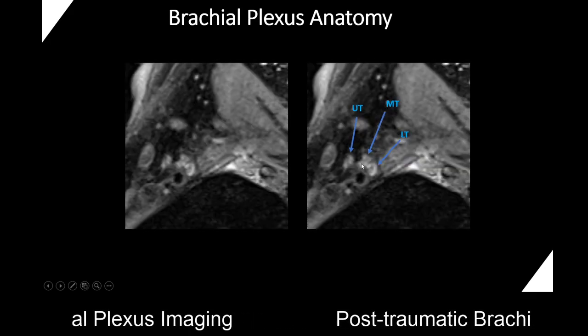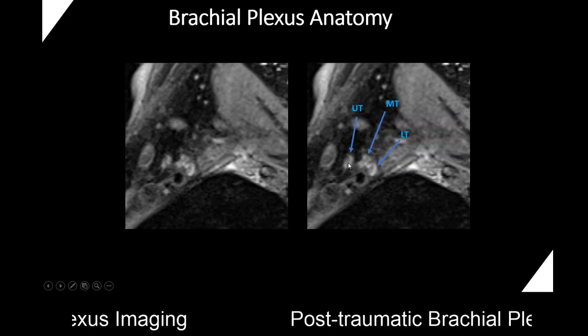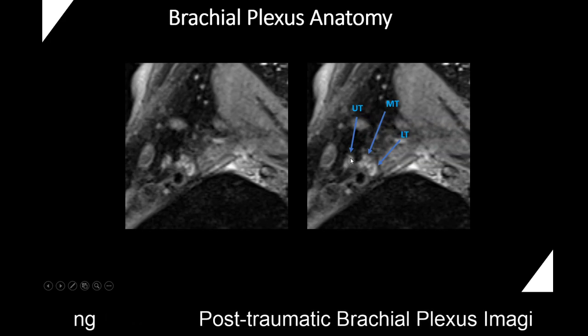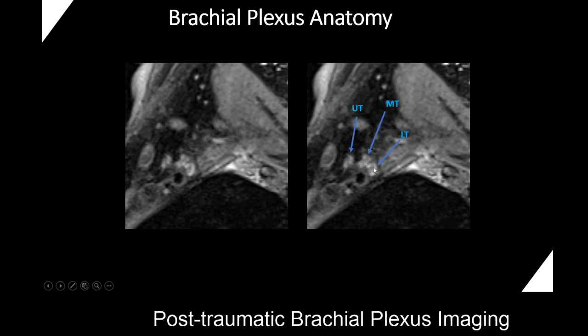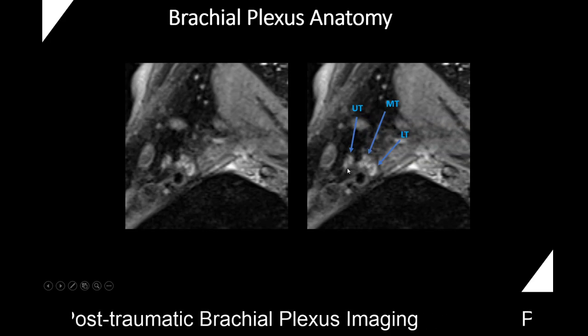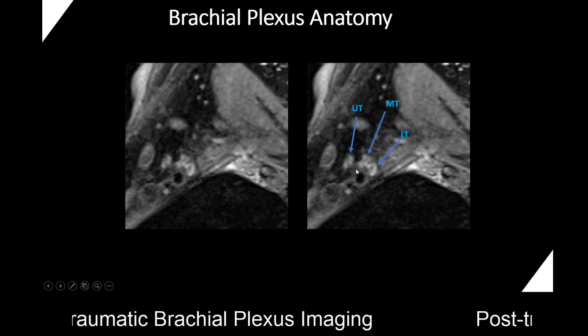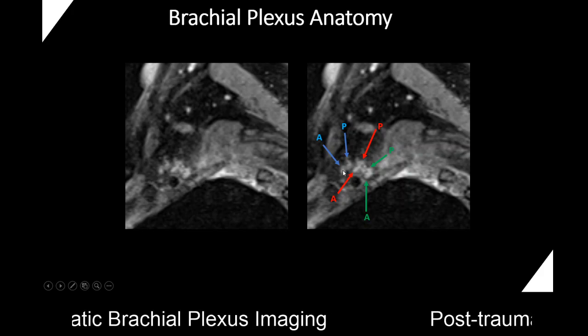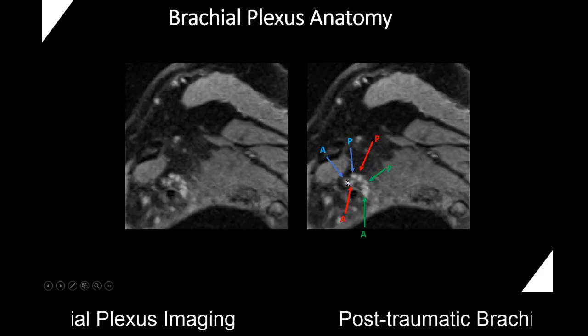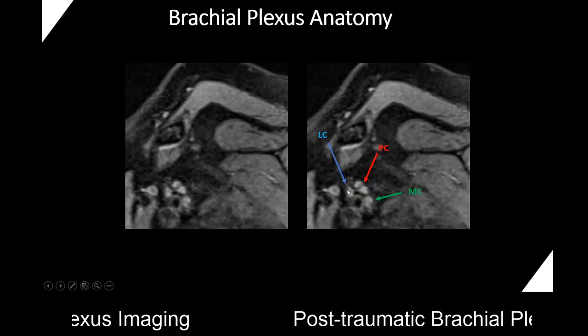So now we're at the level of the trunks, and you're going to see them starting to split into the divisions. So you're going to see an anterior division here and a posterior division here, anterior, posterior, and anterior, posterior. So we're going to follow the anterior divisions of the upper and middle trunks first. They will come together out here to form the lateral cord. So here comes the anterior upper, anterior middle. We'll watch these two, and they're going to come together and form the lateral cord right here.